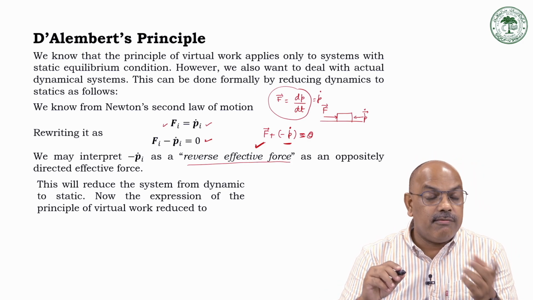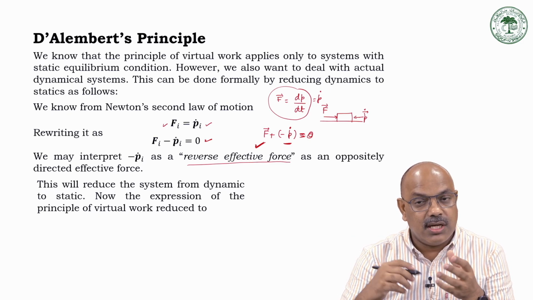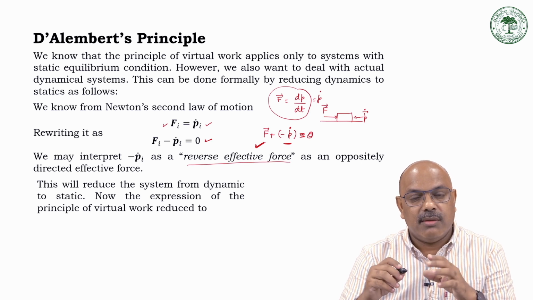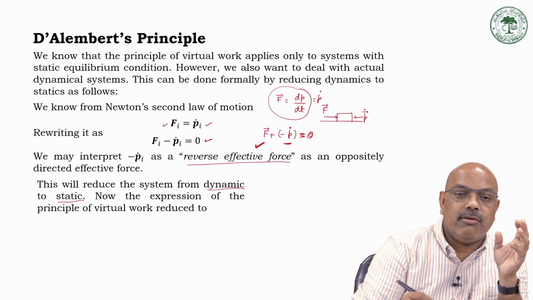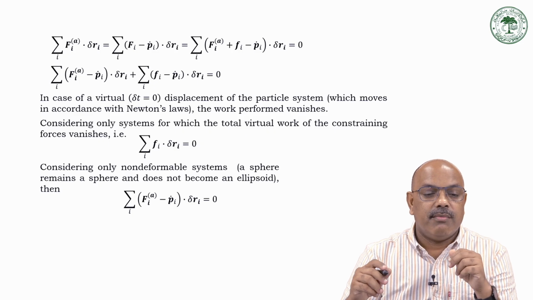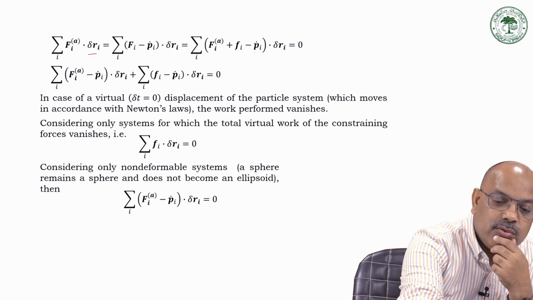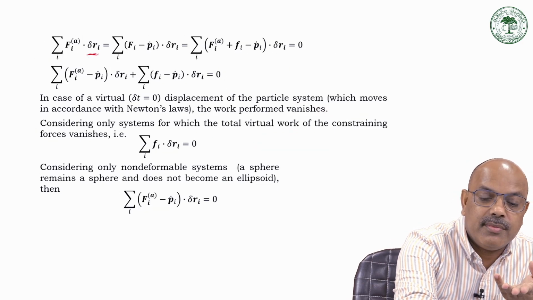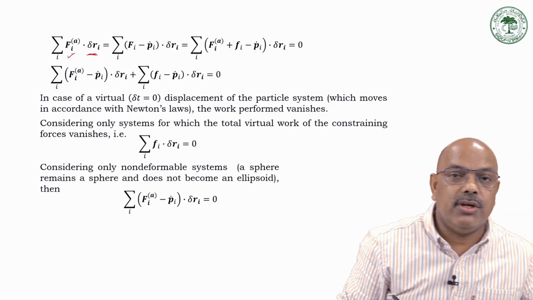So the principle of virtual work is for a static equilibrium. Now, if my system is in dynamic equilibrium and I apply this D'Alembert principle to the system, then my system is going to reduce from dynamic equilibrium to a static equilibrium. So now the expression for the principle of virtual work says that the work done for this virtual displacement through this applied force Fi is going to be 0.